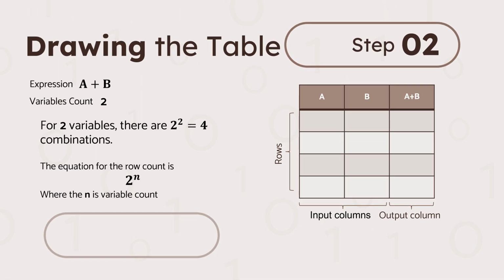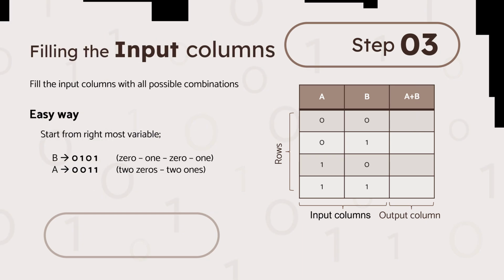Next step is to construct the truth table. Here we need to consider the variable count to get the number of row count. By using the equation n to the power of 2, we can determine the row count. For an example, let's consider an expression with 2 variables, so there should be 4 rows in the table. Then, we can fill the input columns with all possible combinations.